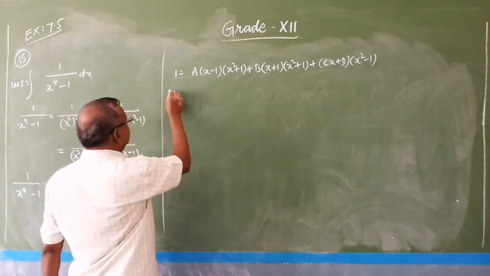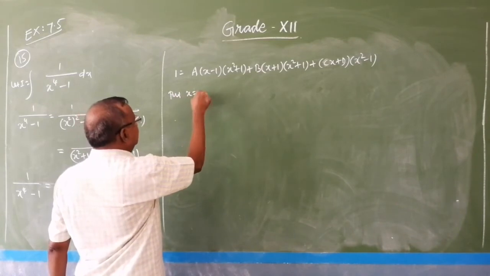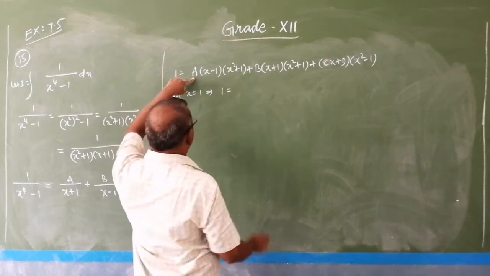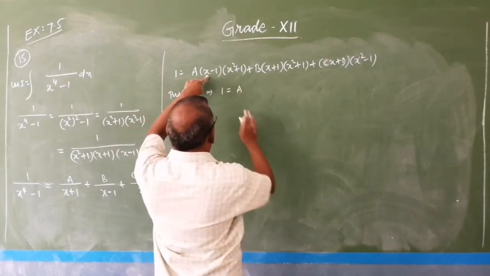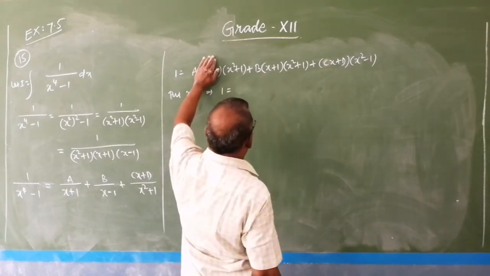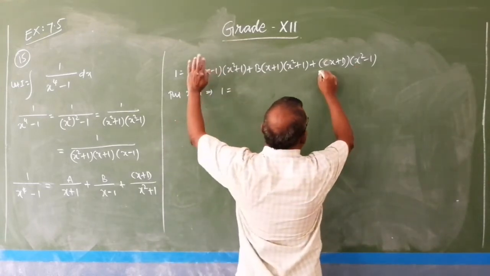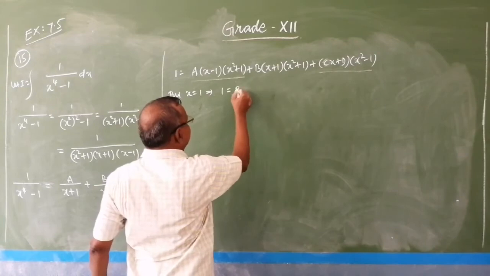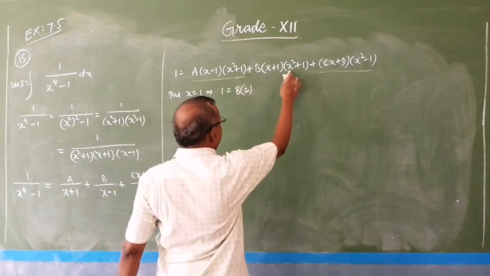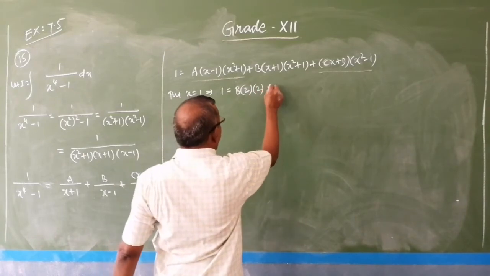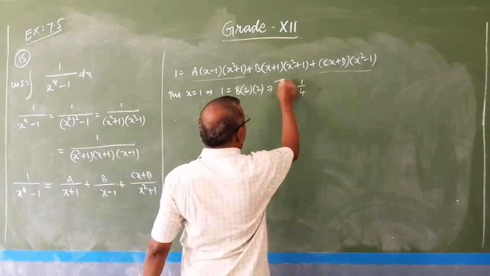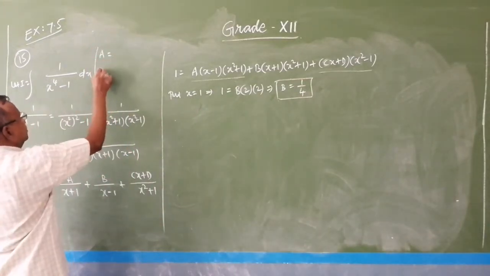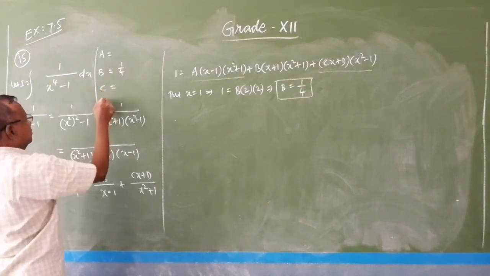And let us put first x equal to 1. So x equal to 1 means the LHS equal to 1 and in the RHS, a into (1 minus 1), 0, so the part is eliminated. Here also (1 minus 1) means 0, eliminated. These two parts are eliminated. And here we have b into (1 plus 1), 2, into (1 square plus 1), 2. So we have b equal to 1 by 4. So first one is we have b equal to 1 by 4.